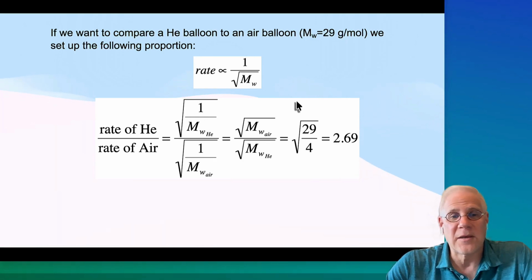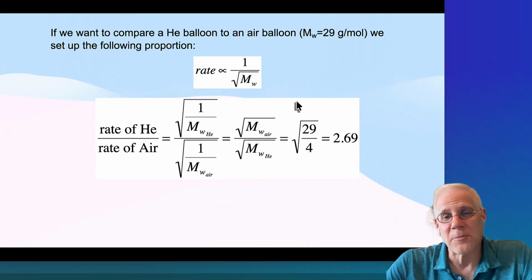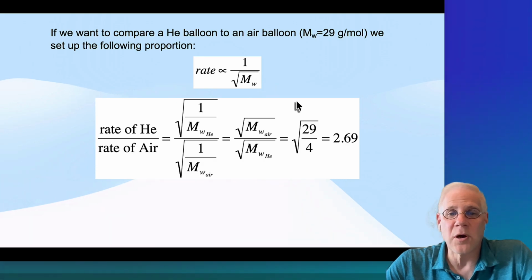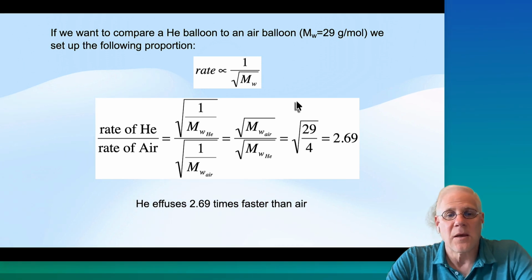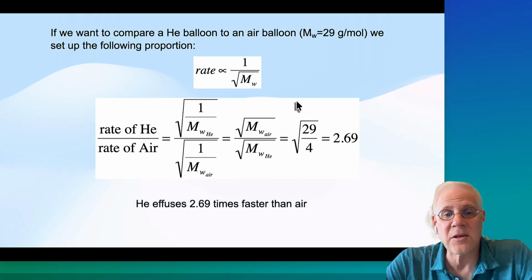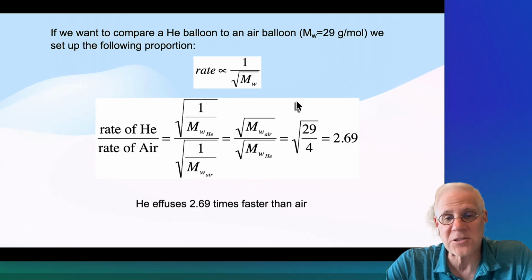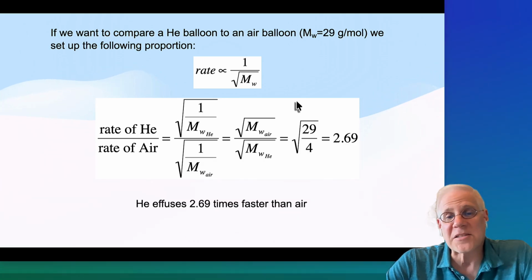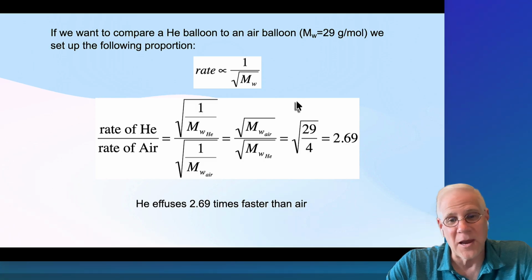And so if we get rid of those fractions inside, we end up flipping what's on the numerator and what's in the denominator. So we have the square root of the molar mass of air over the square root of the molar mass of helium. And we end up with the square root of 29 over 4, so 2.69. And what this essentially tells us is that helium will effuse, under the same set of conditions, 2.69 times faster than air, which is something we might expect when we compare how long it takes a helium balloon to go flat as opposed to a balloon filled with air to go flat.